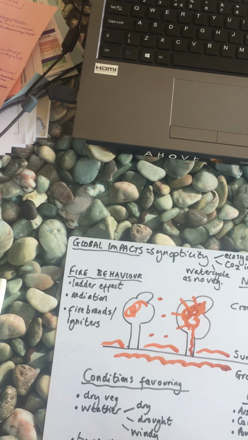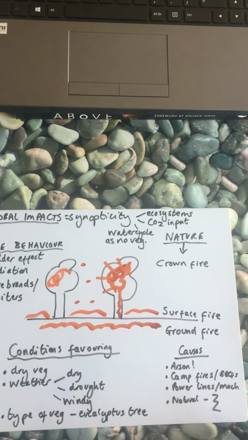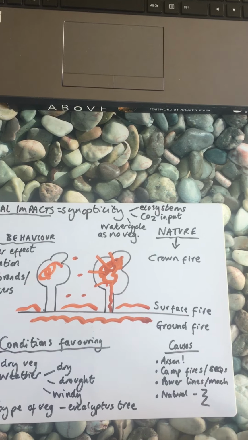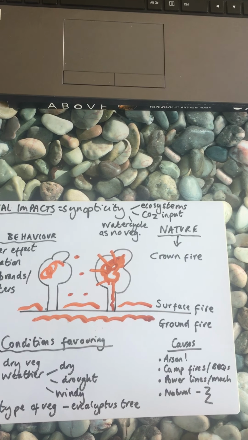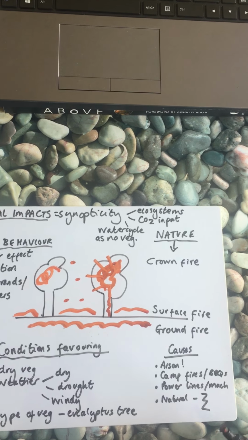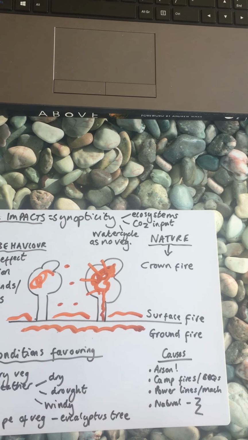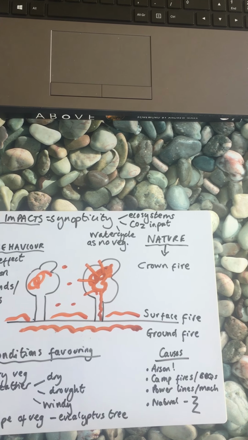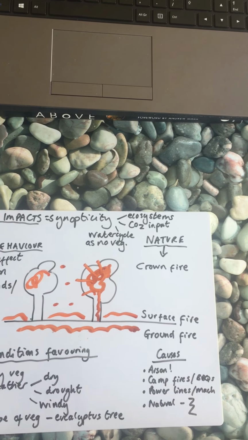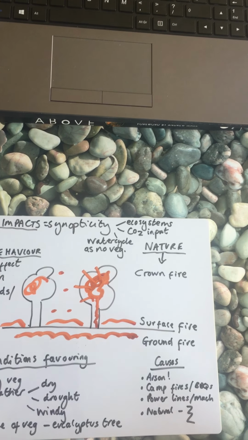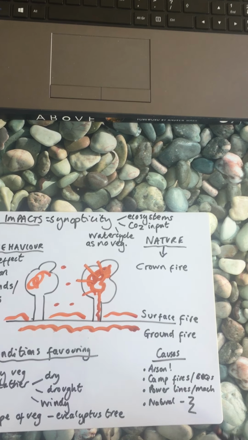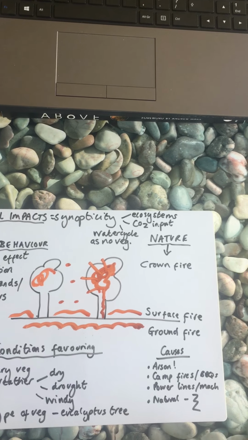Causes of fire. Down here, got some causes. So arson, where somebody purposely sets an area on fire. Careless campfires and barbecues. Maybe power lines, just sometimes a spark will fly off a power line. Also machinery, just sparks off machinery. And then natural, so thunder and lightning.